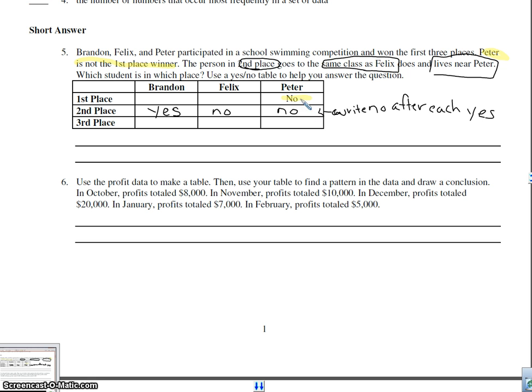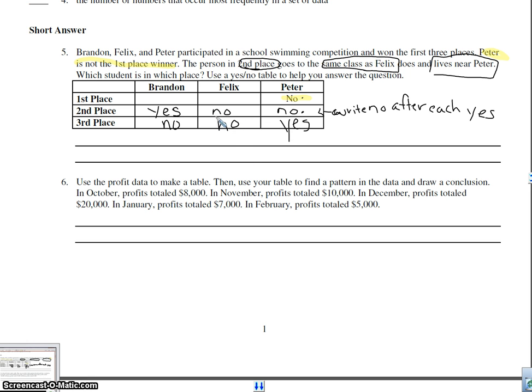Now I see that I've got a no here and a no here, which means this blank has to be yes because somebody had to have won third place. And Peter has to have won something. So if Peter didn't win first and he didn't win second, well, he must have won third. Then, since I put yes here, I fill in no for Felix and no for Brandon because they couldn't have possibly won third place because Peter did.